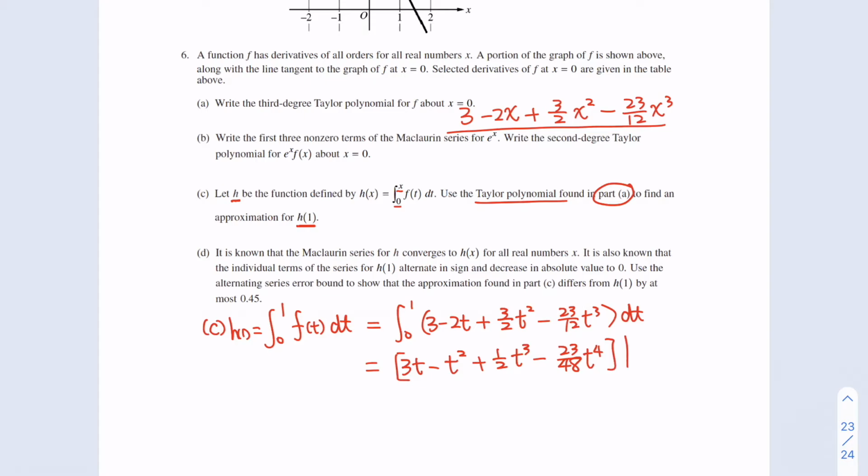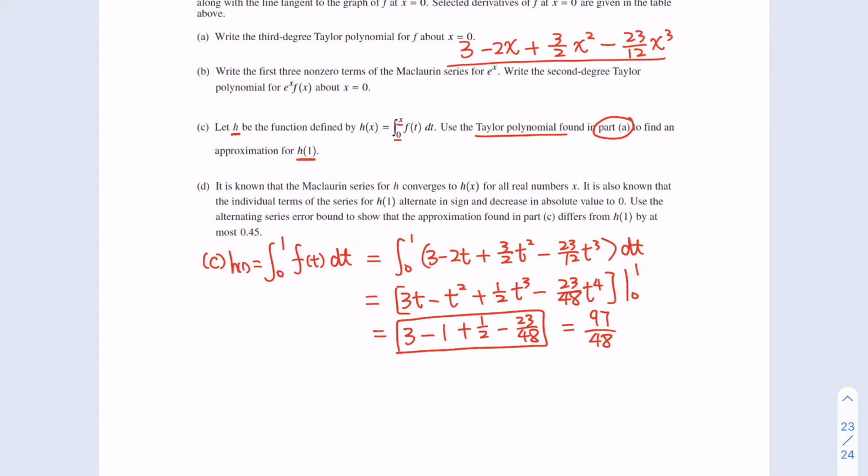And apply the boundaries there. Now we can plug 1 and 0 in. We'll have 3 minus 1 plus 1 half minus 23 over 48. You can leave your answer like this. You don't have to simplify it. You'll get full credit also. So this is part C.